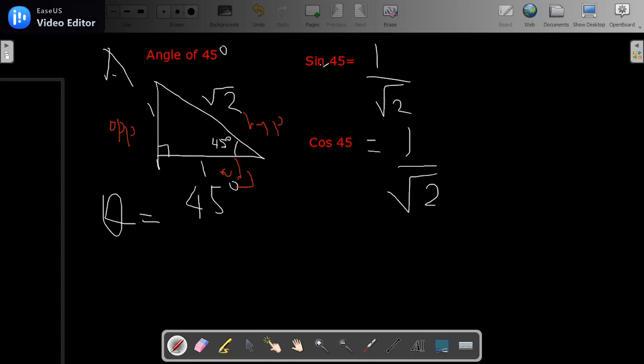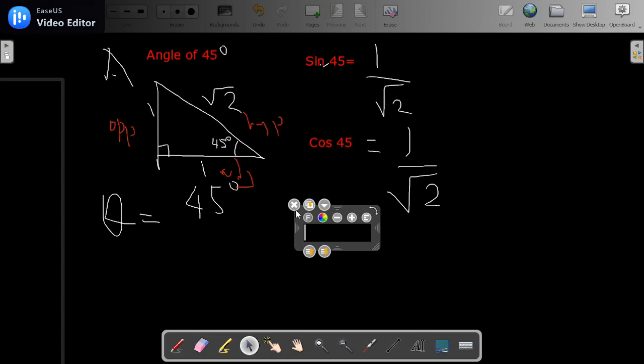For the remaining ratio, which is tan 45, what will it give? As I stated earlier, tan works with opposite over adjacent. Here the opposite is 1 and the adjacent is 1, which is equal to 1. So tan 45 degrees is equal to 1. I have been able to derive the ratios for the angle of 45. That's very simple.